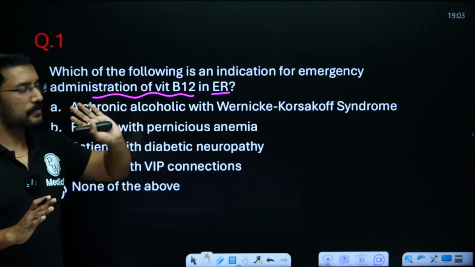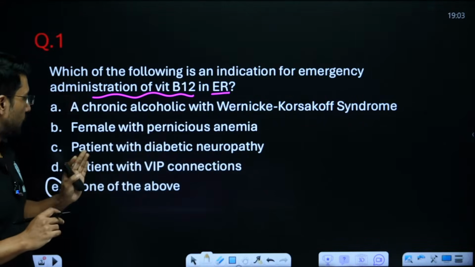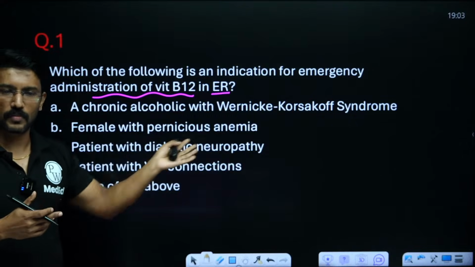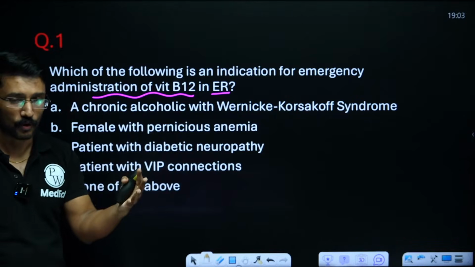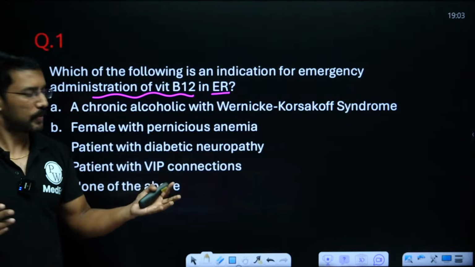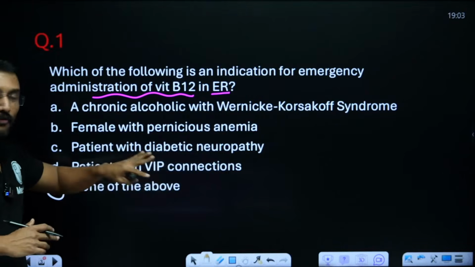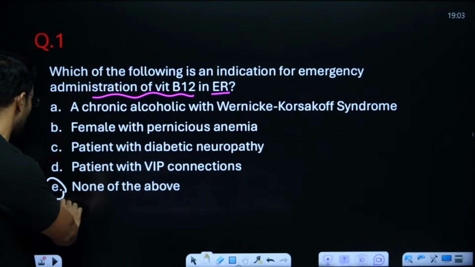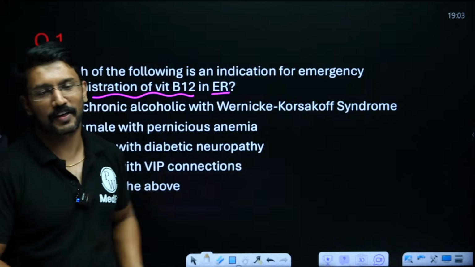Then Wernicke-Korsakoff syndrome, we need to give thiamine, not B12. Diabetic neuropathy, we do administer, but again, if I give injection now, he's not going to come out of the diabetic neuropathy immediately. And of course, not for the VIP connections, right? So none of the above should be the answer. Okay, so let's begin with the serious topic today.